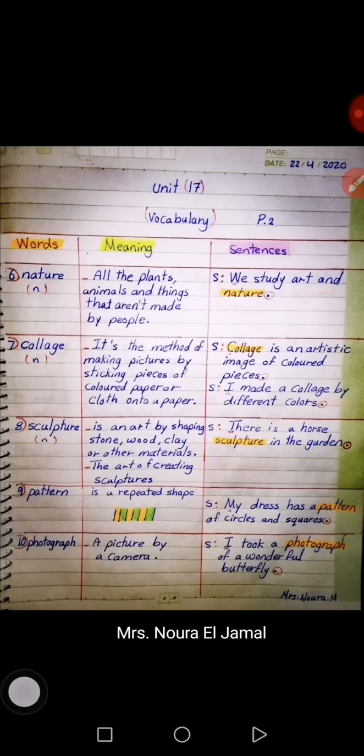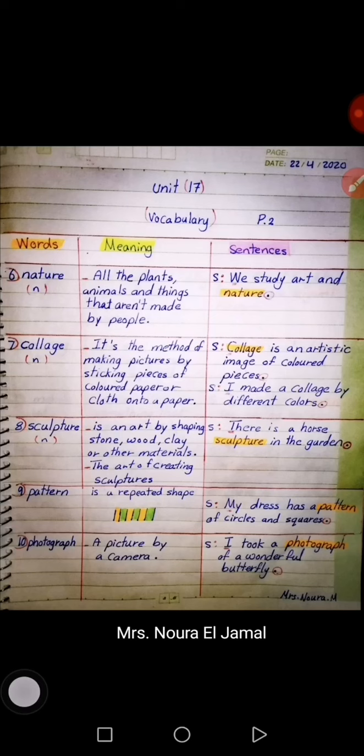a collage. So my sentence here will be, a collage is an artistic image of colored pieces, or I made a collage by different colors. So what's the meaning of collage? Sticking pieces of colored paper or cloth onto a paper beside each other.